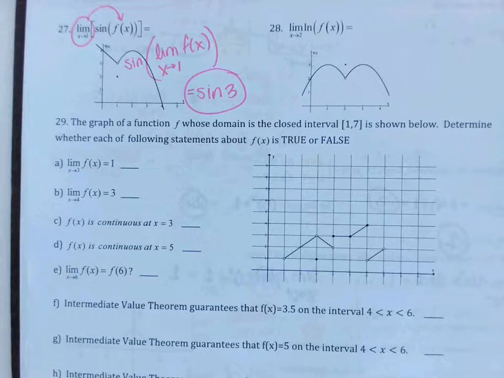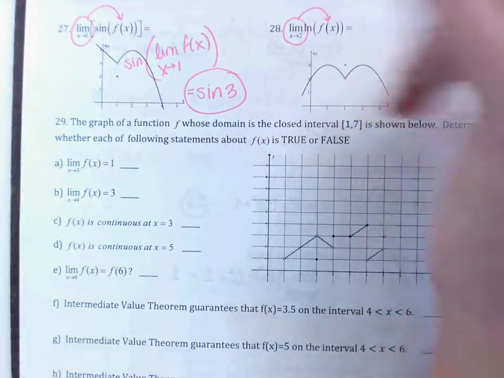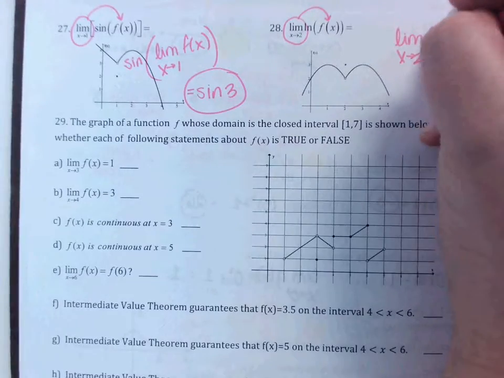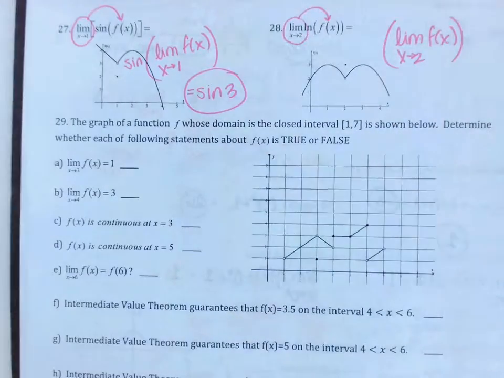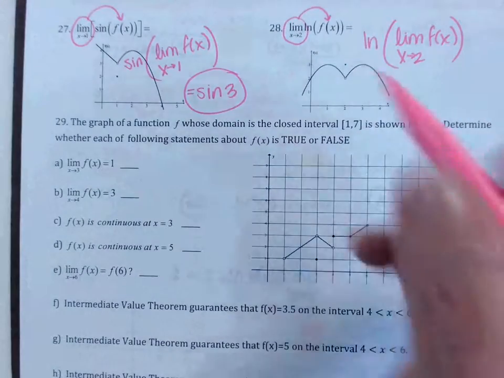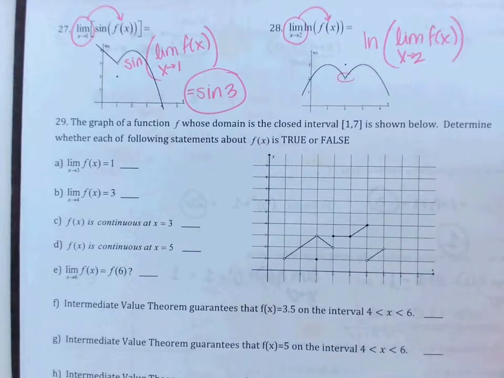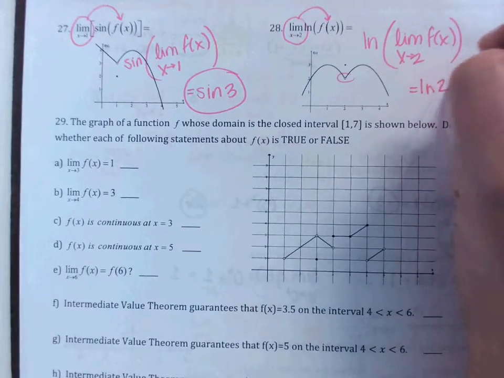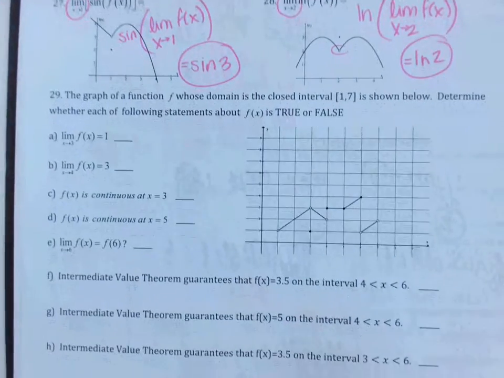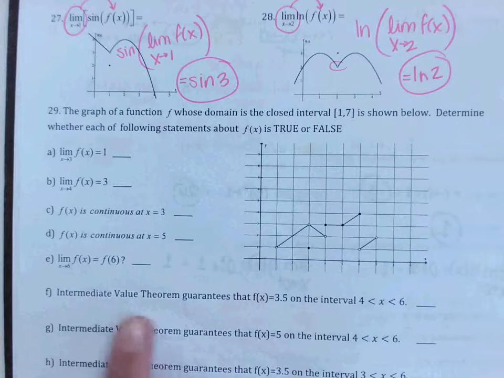Okay, same thing with number 28. Where does the limit apply? To f of x, right? So I'd have the limit as x approaches 2 of f of x. Somebody back there already said it. What's the limit? 2. And then I want the ln of 2. You don't know what it is? Neither do I. That's the answer. Unless it's a specific value you should know, you just leave it. Okay? All right, let's jump down to the one right below it.